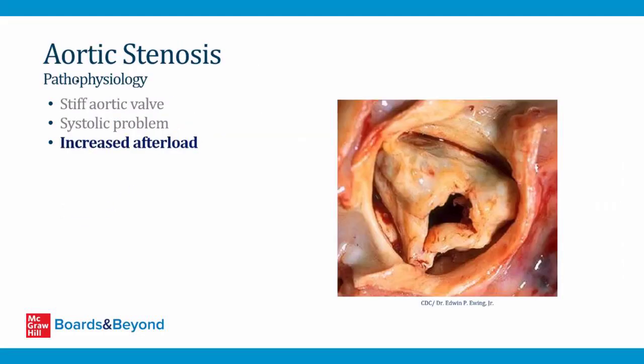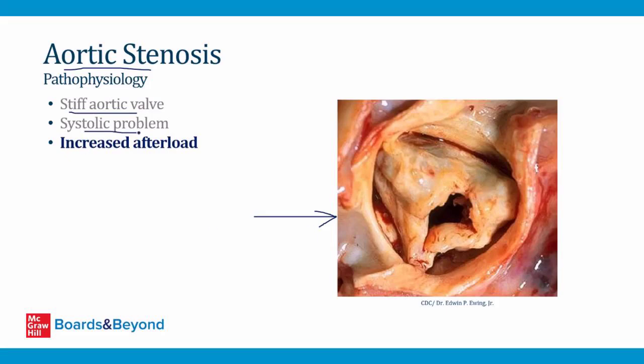Okay, our first valve condition we'll talk about is aortic stenosis. This is one of the most common valve disorders. You will almost certainly see this in real life on clinical rotations. So it's a problem where the aortic valve becomes stiff. This is a picture of a stenotic aortic valve on the screen here.